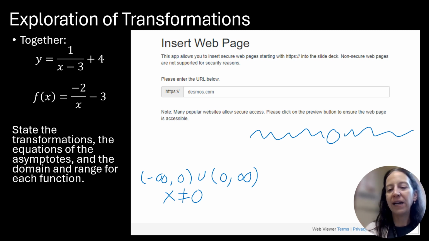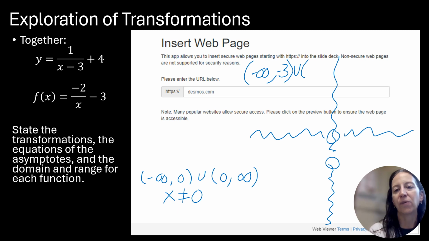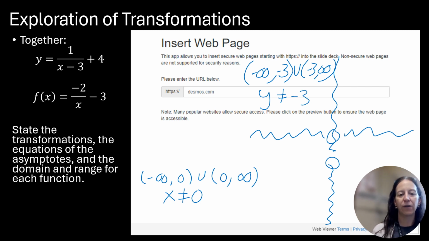When you're doing your range, you go traveling on your y-axis, and there's a break right at the asymptote. And that break is at y is equal to -3. And so for your range, you might say -infinity to -3, unioned with -3 to infinity. Or you could simply say y does not equal -3.